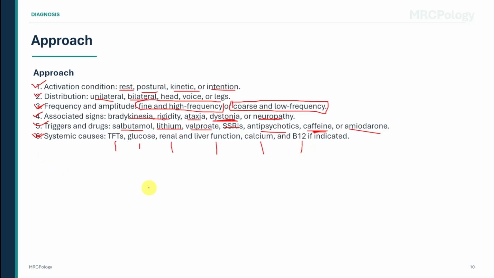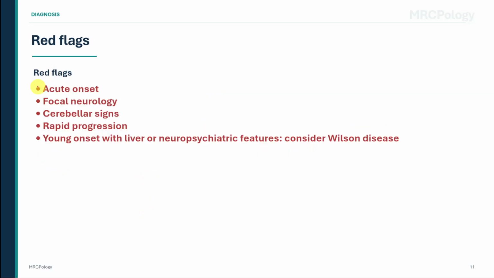Look for red flags. Acute onset may indicate stroke, drug toxicity, or a metabolic disturbance. Focal neurological signs or cerebellar signs require urgent localization and appropriate imaging. Rapid progression suggests a structural, toxic, inflammatory, metabolic, or degenerative cause. In a younger patient with tremor, dystonia, liver disease, psychiatric symptoms, or unexplained neurological deterioration, consider Wilson disease. Look for Kayser-Fleischer rings and arrange appropriate copper studies with specialist input.